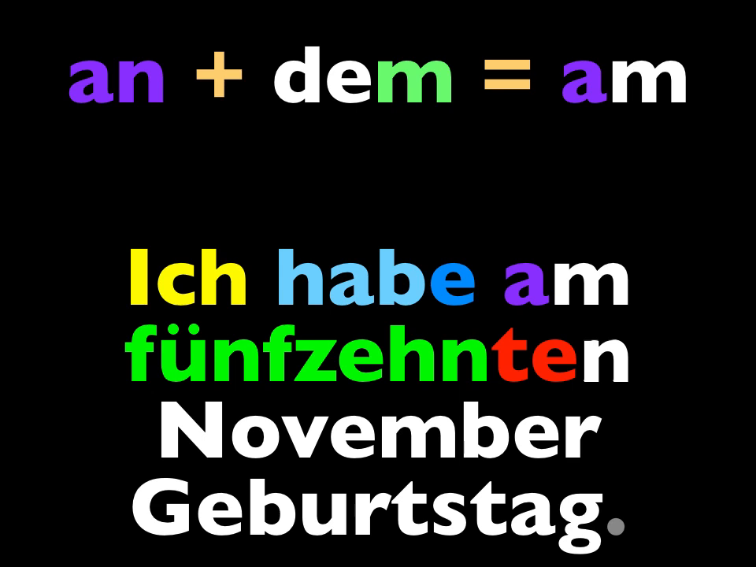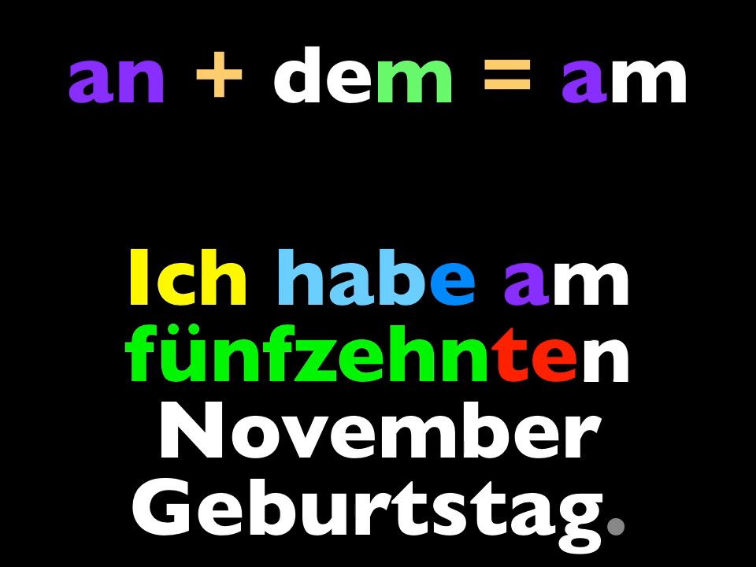The reason is that when you have the dative case, and we have it because of the word am, the contraction of an plus dem, when you have the dative case, the adjectival ending must end in the letter N, whether the noun is masculine, feminine, neuter, or plural. So there will always be an N on the ordinal number when saying on a particular date, am blank. As in this example, ich habe am 15. November Geburtstag.